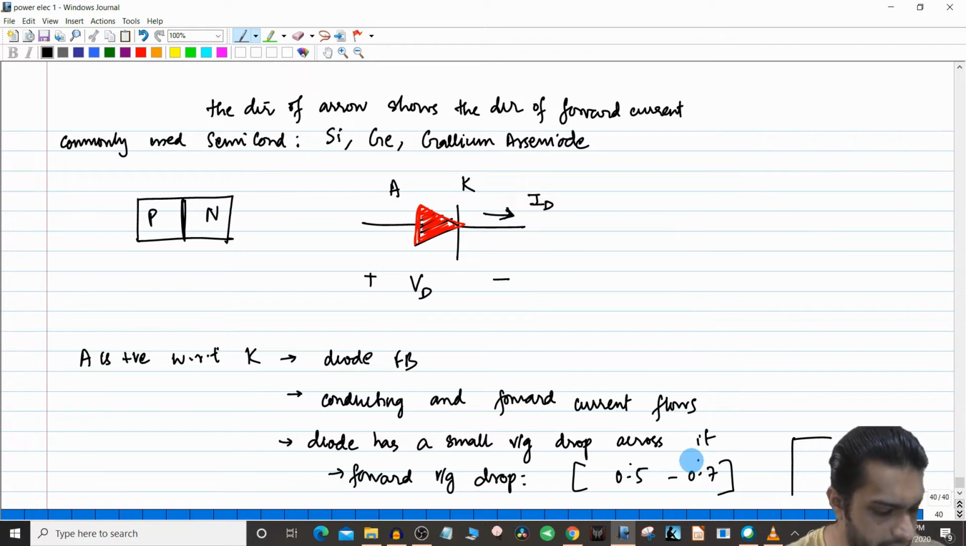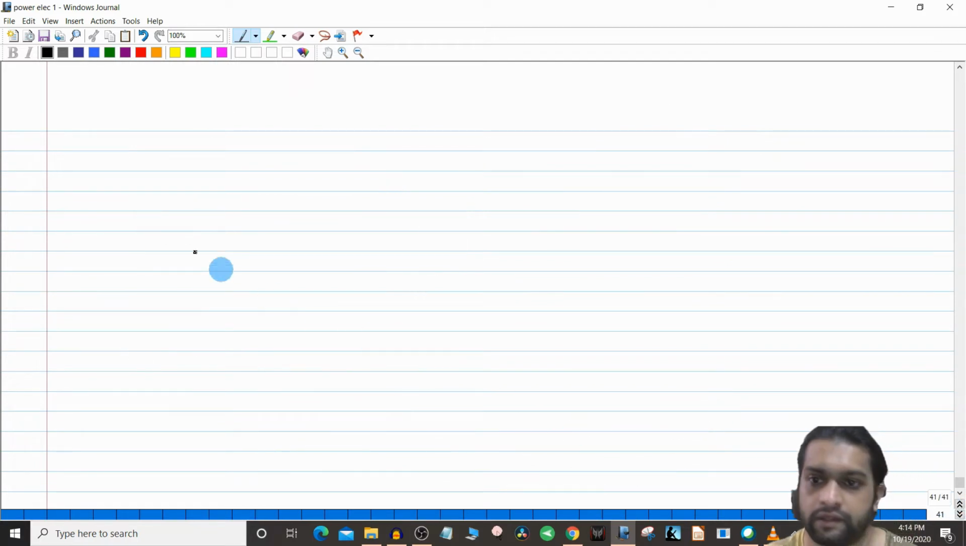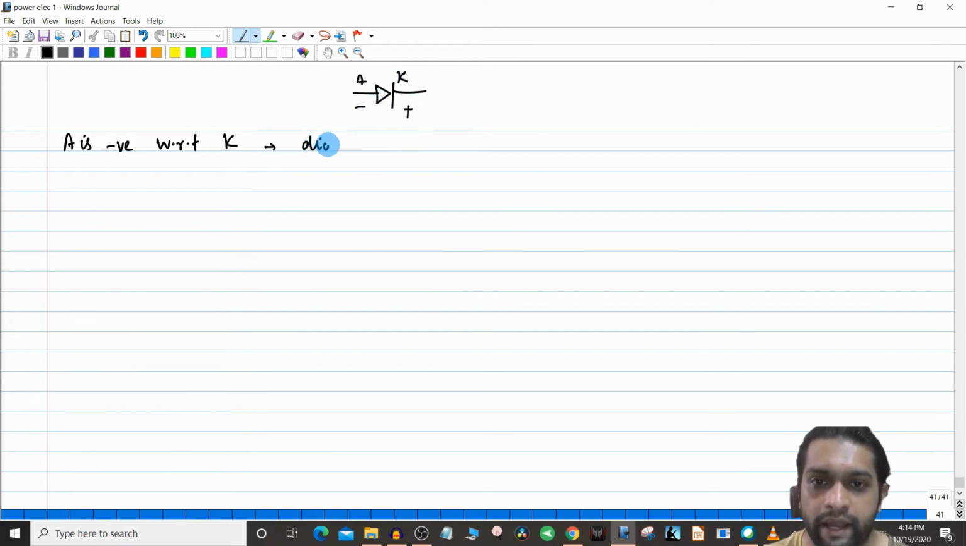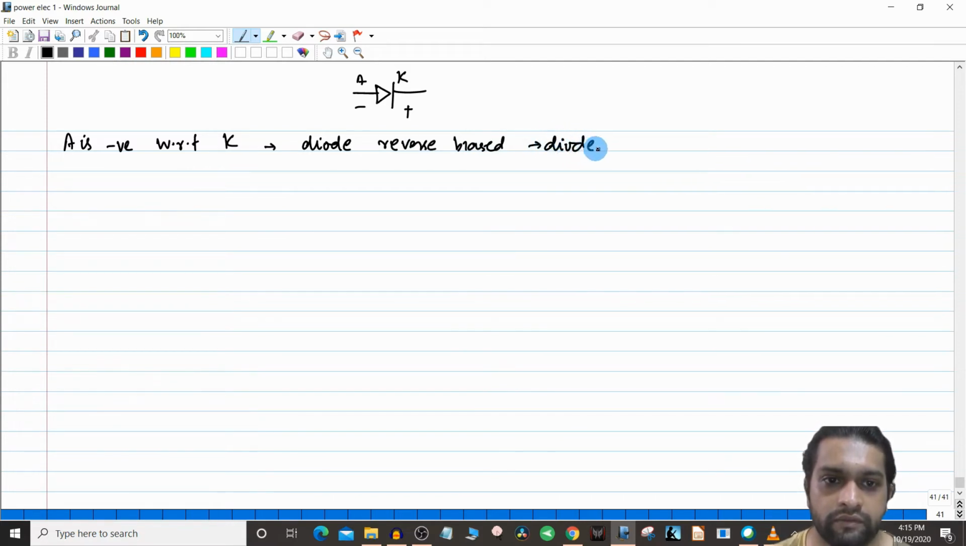Similarly, if the anode is negative with respect to cathode, so here anode, cathode, now the anode is negative with respect to cathode, the diode is called reverse biased. Or you can call that the diode is turned off. The diode is in its off condition.